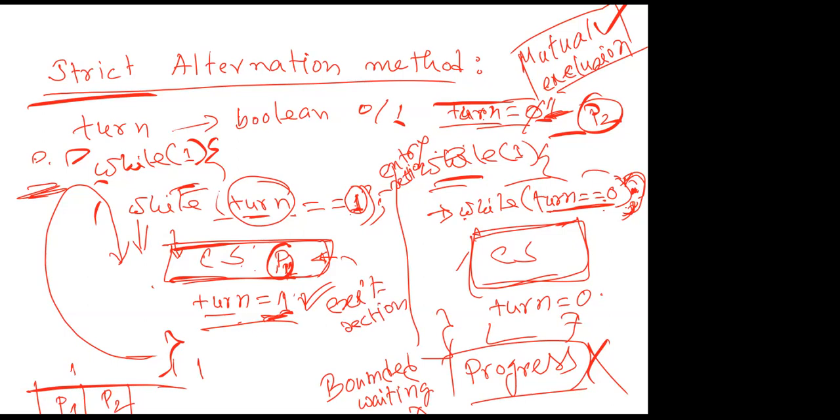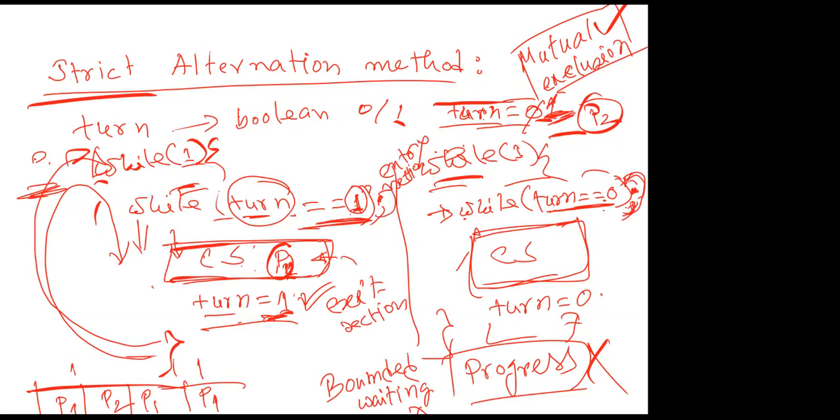So P1 is done and makes the turn value 1. Let's see whether P1 can enter this critical section again or not. Now let's check again. P1 is scheduled by the operating system, and then it will see that turn is 1. So turn is 1, and it will execute this while loop.